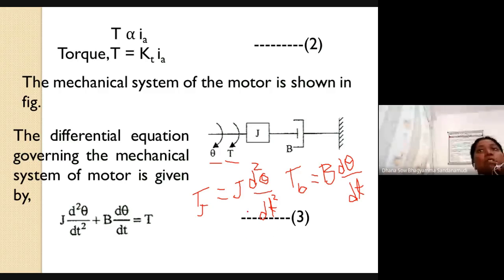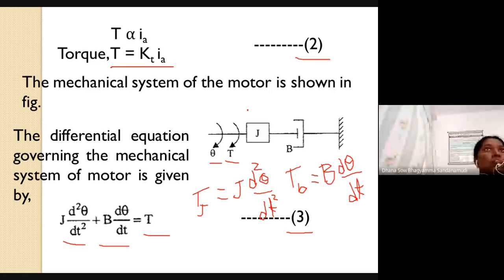So now, we know these two torques will oppose the applied torque. The summation of the opposing torques is equal to the applied torque according to Newton's second law. So consider this as equation number 3, and the torque equation as equation number 2.